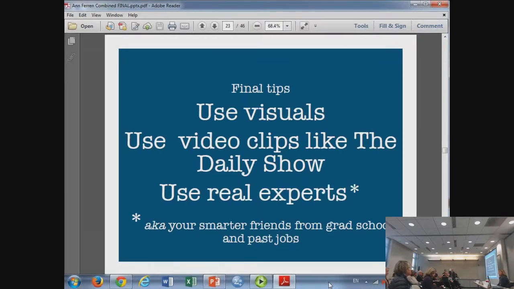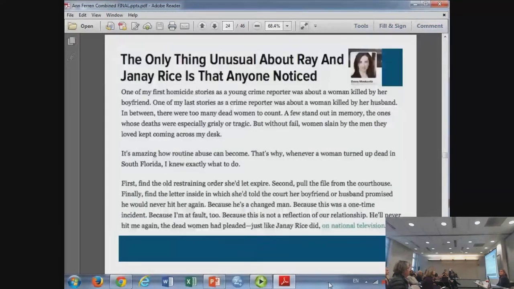The other thing I want to say is use real experts. We all think of ourselves, for those of you who do teach in the room, as the experts in our area. But this is where I exploit my former colleagues, my husband, my husband's colleagues, and my friends from graduate school. So in the Ray Rice case, this was a good friend of mine, Diana Moskowitz, who left the Miami Herald to take a position at Deadspin in Los Angeles. She covered so many domestic violence cases when she was a reporter in South Florida that she wrote a story that went completely viral after the Ray Rice domestic violence incident, when she was just talking about the culture of domestic violence.